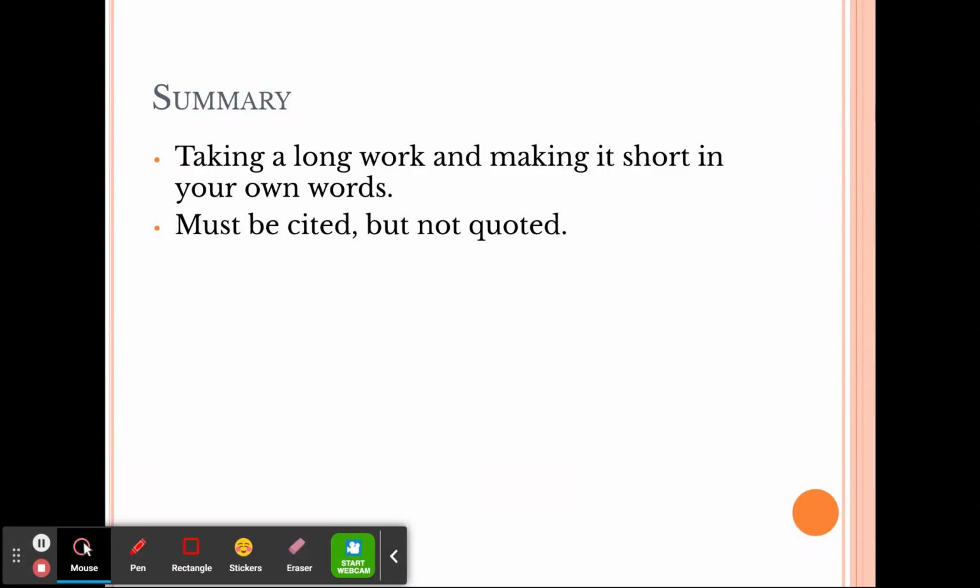Or you have a long quotation and you're like, I don't need that much of it. I can put it in my own words and it'll flow better and I can make it much shorter. So in this case, you're going to still include the parentheses, the citation with the author's last name and the page number. But because you're putting it in your own words, you don't use the quotation marks.